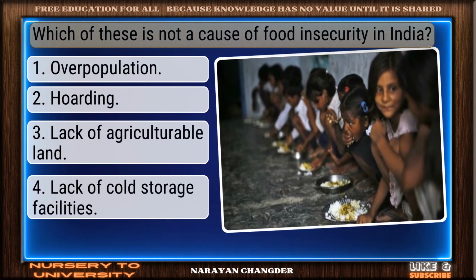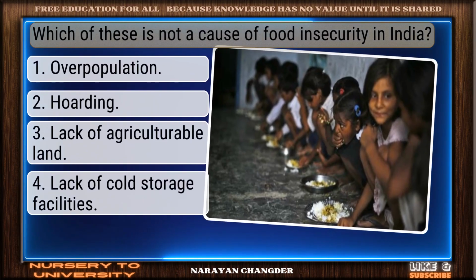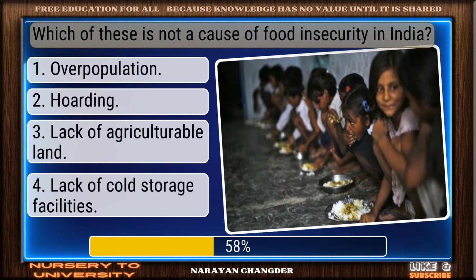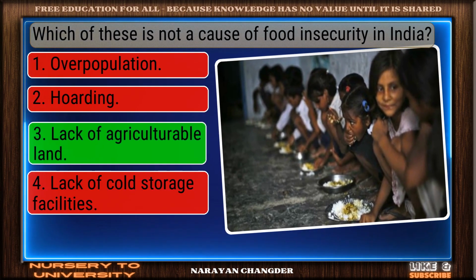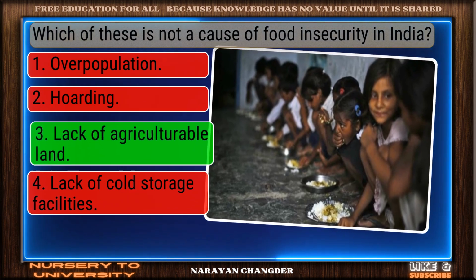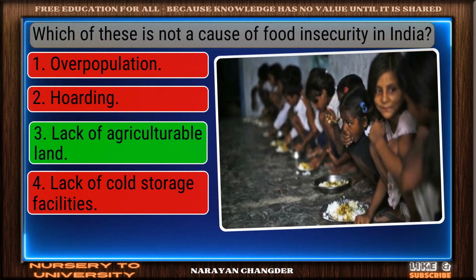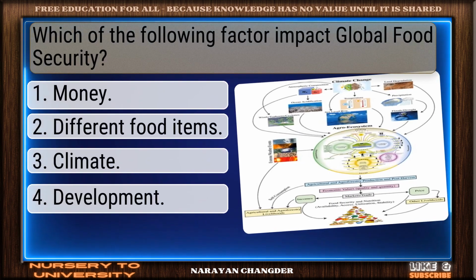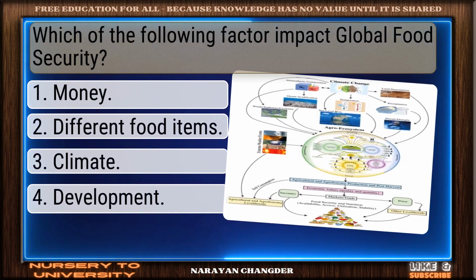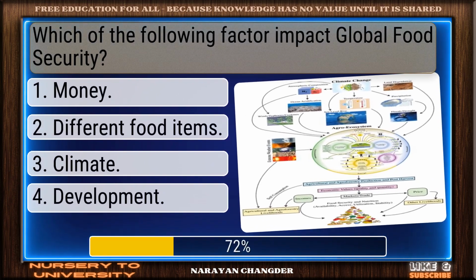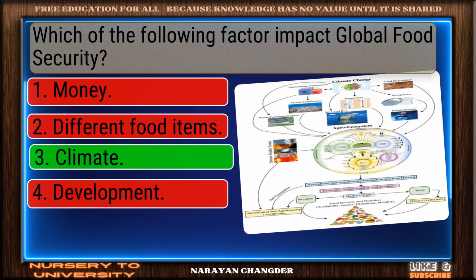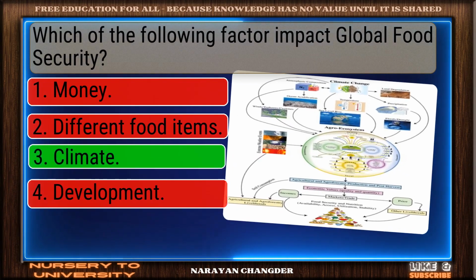Which of these is not a cause of food insecurity in India? Well picked. Lack of agriculturable land is the correct answer. Which of the following factors impact global food security? Great thinking. Climate is the right choice.